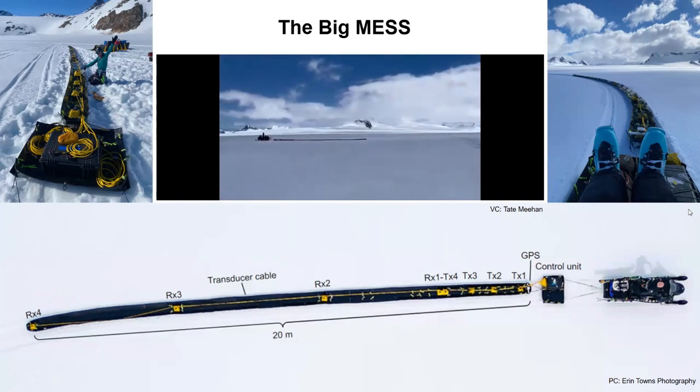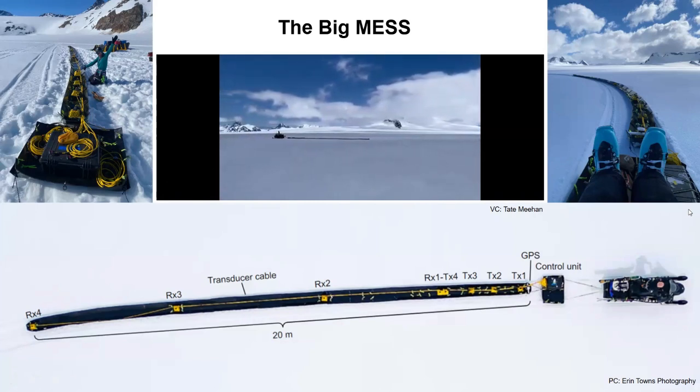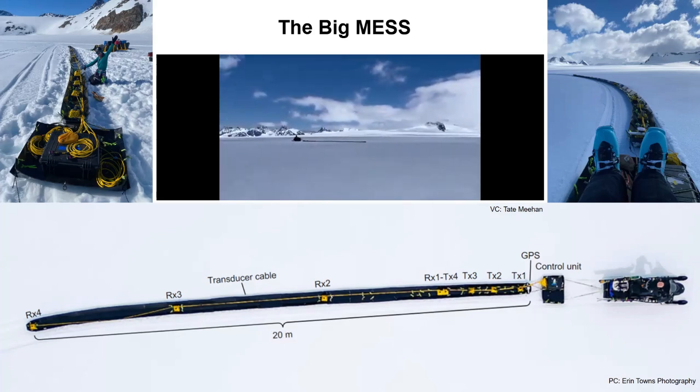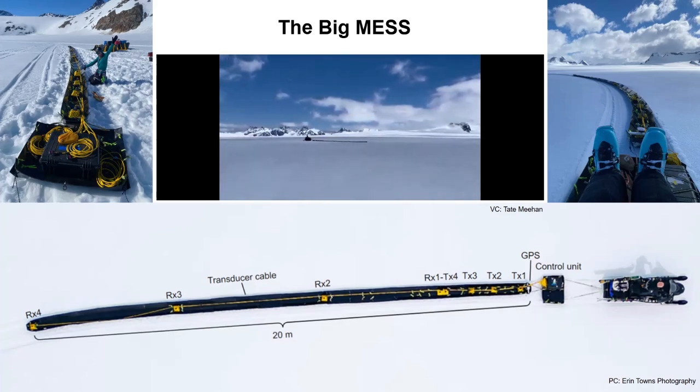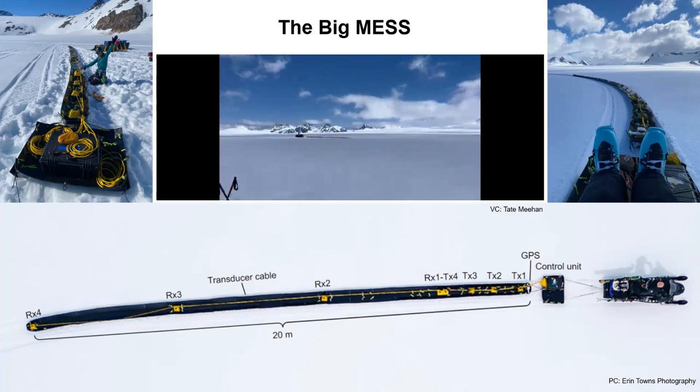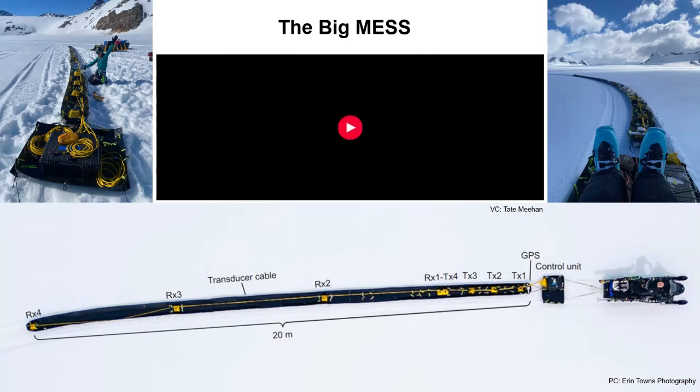Tate Meehan from CRREL developed a 20-meter long linked sled system called the Big Multi-Element Sled System, or Big Mess for short. This monster hosts 8 antennas at varying offsets, ranging from 1 meter to 20 meters in distance, and it's towed behind a snowmobile at painfully slow speeds. Here are some photos of Kaylee and I putting it together, surveying at the MLD core site, and a beautiful drone view of the mess from Erin Towns.